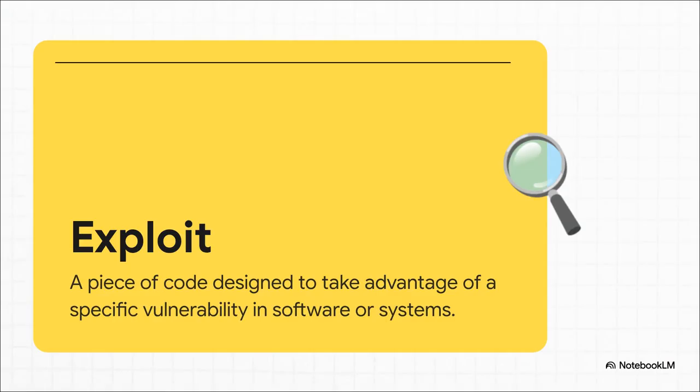First up, you've got the exploit. This is your skeleton key. It's a very specific piece of code, and it's built to take advantage of one single particular vulnerability, one specific crack in a system's armor. If that system has that flaw, well, this is the key that's going to fit that lock.